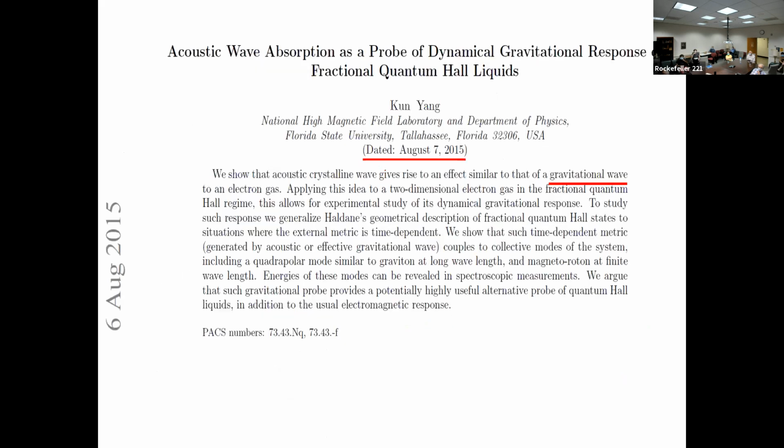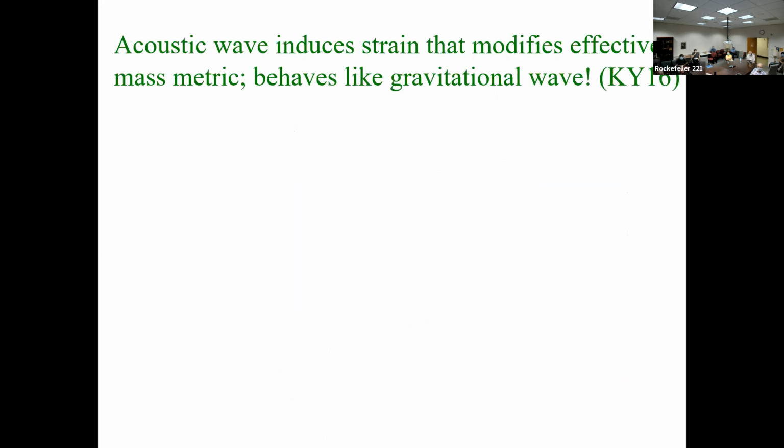But that was actually not the case when I made this proposal in August of 2015, which was a month and a half before the very first LIGO signal. So this actually got me into trouble, because a referee doesn't believe there's such a thing as a gravitational wave. Of course, I'm not really talking about the LIGO gravitational wave. It's an analog of gravitational wave, which is actually sound wave. Because the acoustic sound wave induces a strain, as Harsha and I were just talking about earlier in the morning, that behaves like a gravitational wave.